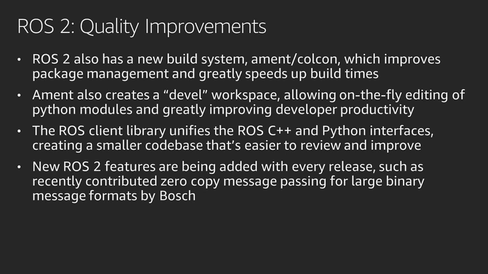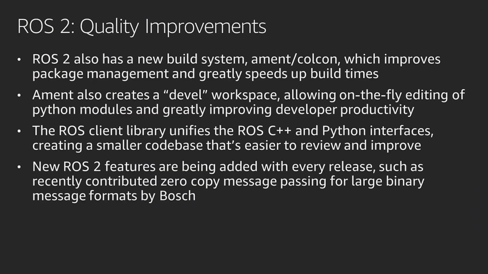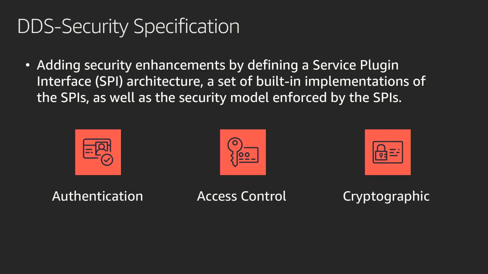ROS2 also has a new build system, Ament and Colcon, which improve package management and greatly speed up the build times. Ament also creates a development workspace, allowing on-the-fly editing of Python modules and greatly improving developer productivity. The ROS Client Library, or RCL, unifies the ROS C++ and Python interfaces, creating a smaller code base that is easier for review and improvements. New ROS2 features are being added with every release, such as the recently contributed zero-copy message passing for large binary messages by Bosch.